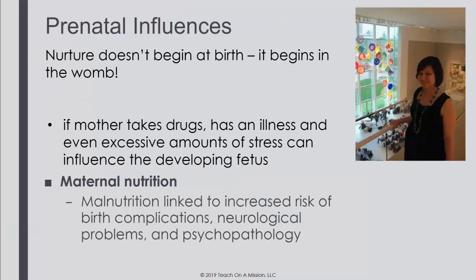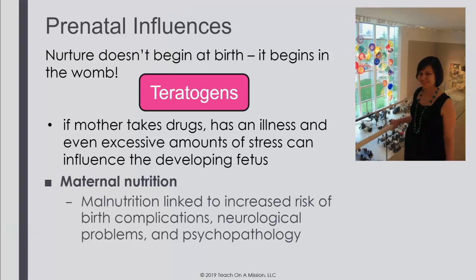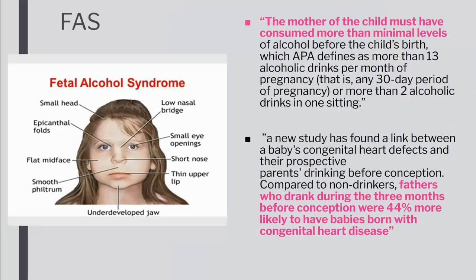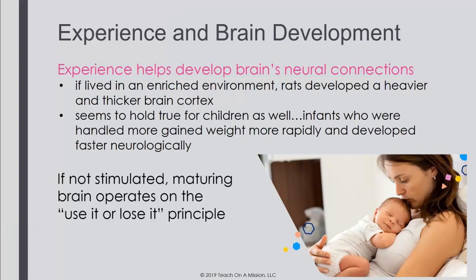Prenatal influences includes how your mother treated you while you were in the womb, and that could have affected you through maternal nutrition, but also exposure to teratogens, which are any kind of substances that can cross the placenta and affect the developing baby. We know that alcohol can have a significant impact, and we can call this fetal alcohol syndrome, where a mother consumes more than minimal levels. So it takes a pretty significant amount. But we also know that fathers who drink during the 3 months before conception are also likely to have babies that have heart problems. So it's not all on mom. Small head, smaller eye openings, thinner lips. Those are just some of the physical abnormalities that you would see in their face.